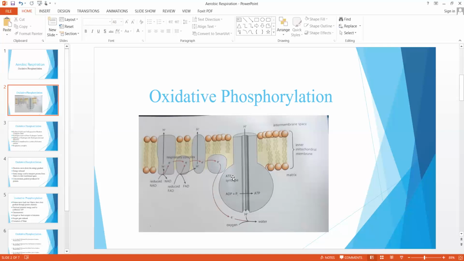So when the protons are moving down their concentration gradient from the intermembranal space back into the matrix of mitochondria, their electrical potential energy is used to synthesize ATP from ADP and inorganic phosphate. And remember that this process is called chemiosmosis. Okay, I will repeat it once again.